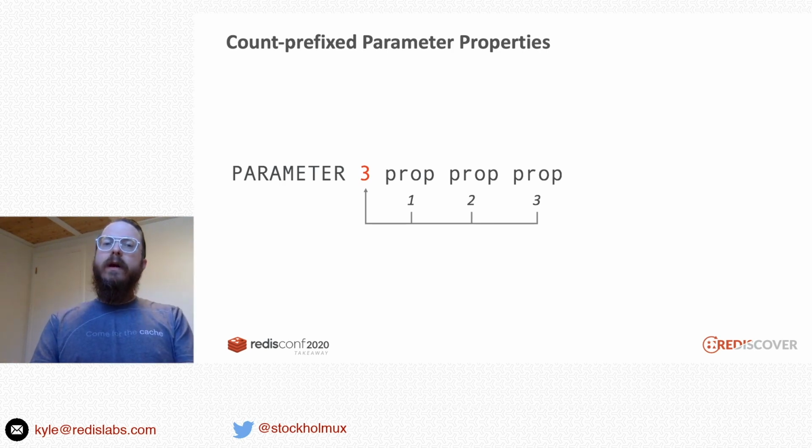If it was 2 here, the thing that's parsing the command that's coming in to Redisearch would say, okay, that last prop is something different. So keep in mind when you see this, you'll see it over and over again, and sometimes you'll even see a 0 there, that this actually means quite a bit.